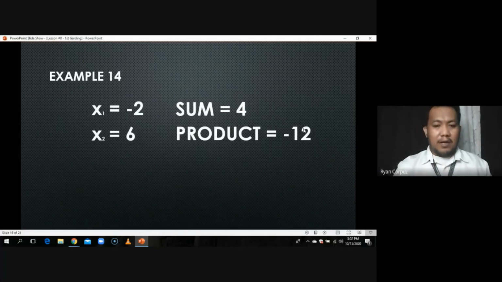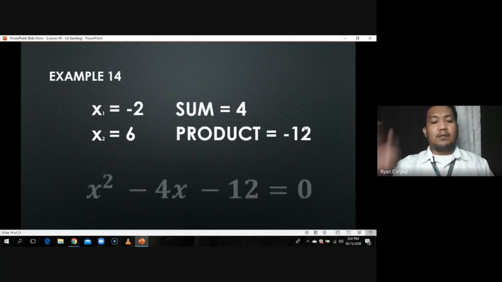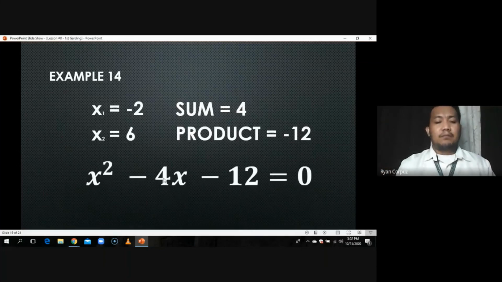Again, recall natin, when we are talking about the sum, we need the opposite sign of it. While for the product, it's the same sign of it. The opposite sign of the sum will be the numerical coefficient of the middle term, while the same sign of the product will be the constant term. So that will come up with x squared minus 4x, the opposite sign of this, minus 12, the product of the roots, equal to 0.